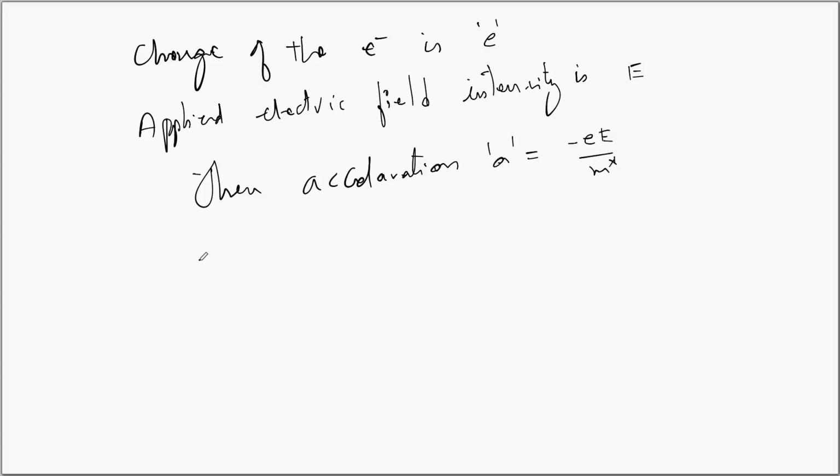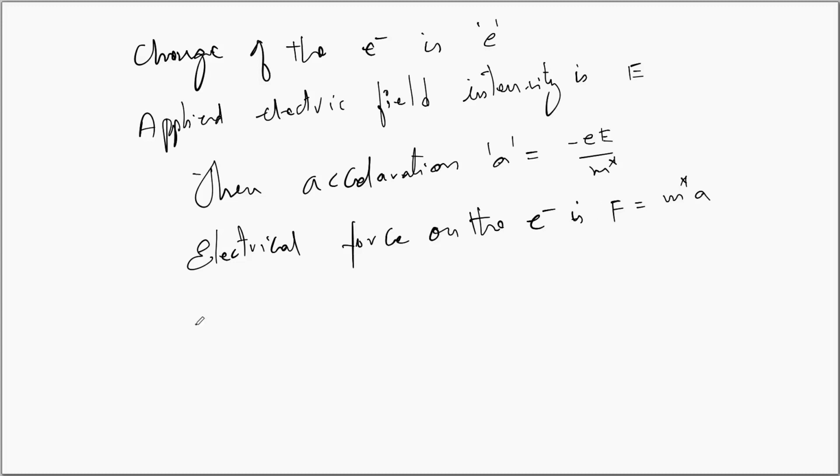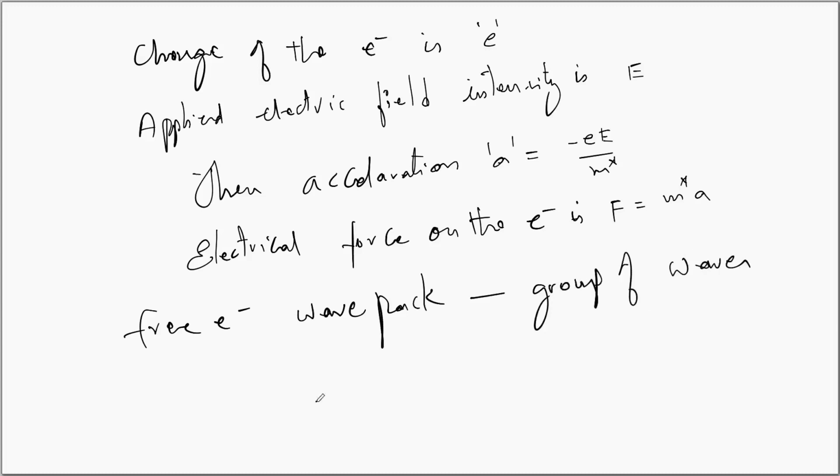Electrical force on the electron is F is equal to m star a. In this expression, we are using an m star here to indicate that it is the effective mass of the electron. Since we are talking about a free electron, quantum mechanically speaking, which is a wave packet. A wave packet means a group of waves. Velocity can be represented using the group velocity. The velocity with which the group moves is called as the group velocity. It is represented with a Vg.